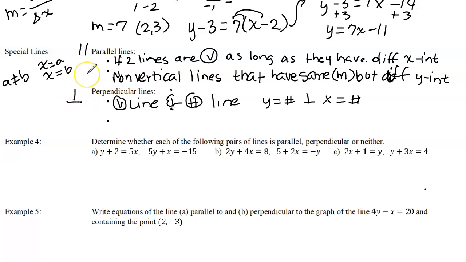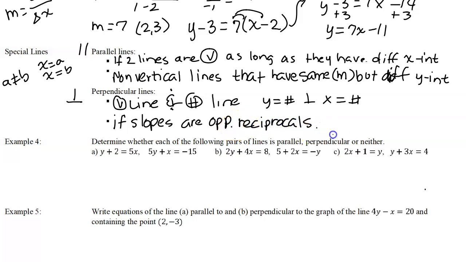Parallel means they have the same slope. Okay, so that's one test to know you have perpendicular lines. Or if their slopes are opposite reciprocals. If slopes are opposite, that means their signs change. One's positive and one's negative, and they are reciprocals. So a test for that: opposite reciprocals.